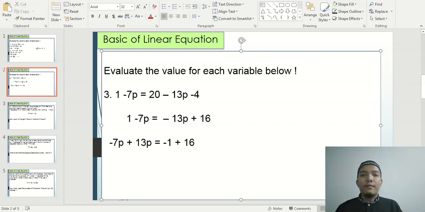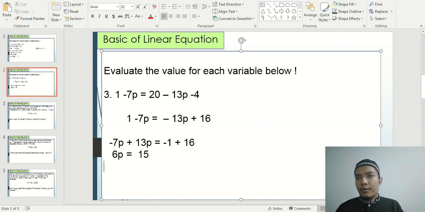Who knows the answer? 5, indeed. 5 or 6, come on. 6, right? Okay, 6p equals to, yeah, you can count here. From 7 to 13, how many numbers should we get there? It's 6. Okay, 6p. And positive because 13 is positive. The highest number here during the addition or subtraction gets the symbol. So minus 1 plus 16 equals to 15.